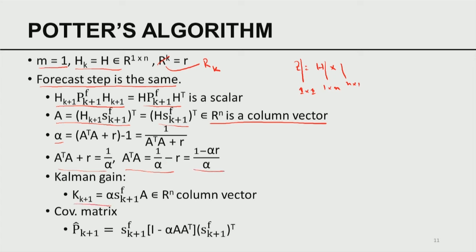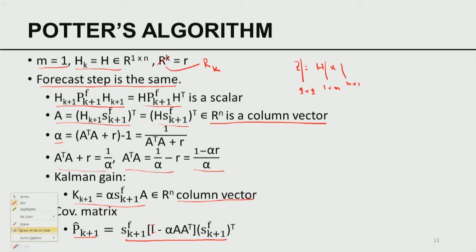Therefore I can write the Kalman gain in this particular case as K k plus 1 is equal to alpha times S k plus 1 A, which is again a column vector. So the analysis covariance matrix can be written like this. Now please realize x k plus 1 f times 1 minus alpha times A A transpose. I'm sorry, this is not 1, it's identity times A A transpose.